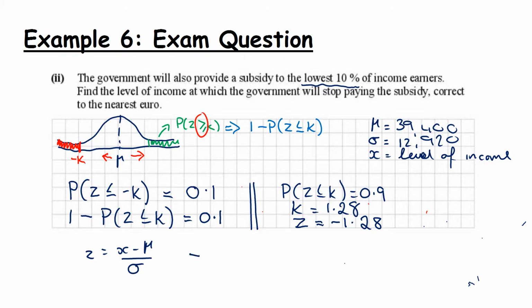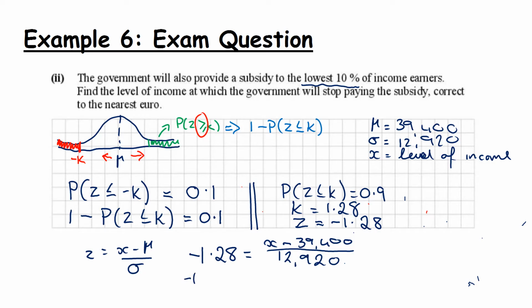So let's sub in what we know. We actually do know Z. Now this is where it's so important that that's a negative, because if you put that in as a positive Z, you're going to get a different answer. You're going to find basically the lowest 90%, which is not what we want. So x we don't know, so we can leave that as x minus 39,400 all over 12,920.